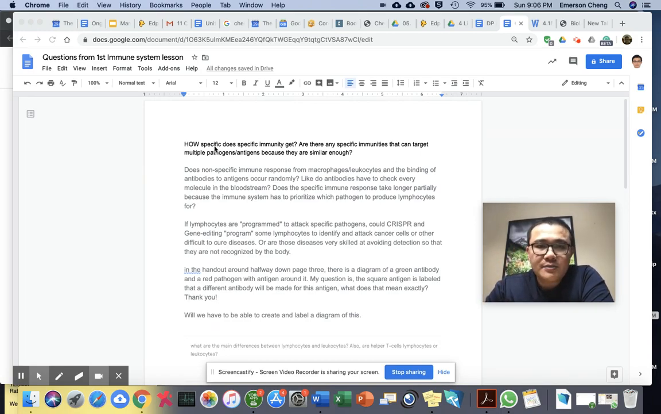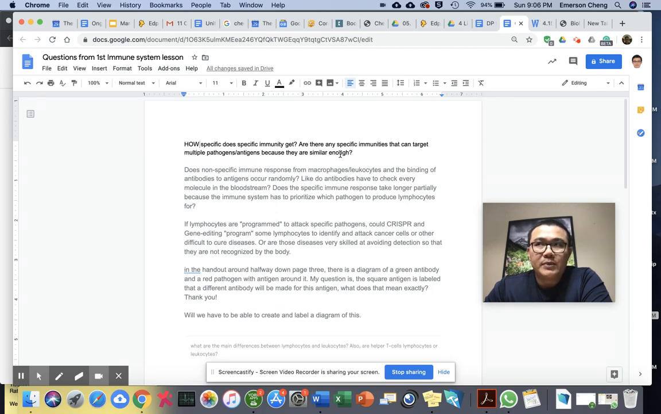So how specific does specific immunity get? Are there any specific immunities that can target multiple? That's a good question. Usually when you talk about specific immunity, you're talking about an antibody specific to one type of antigen. Now, is it possible to target multiple pathogens because they have similar enough antigens? That's a good one. That's the second question.